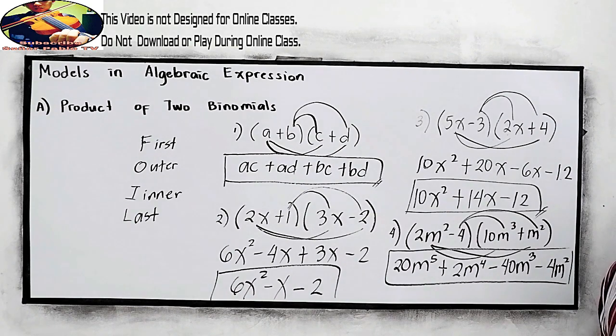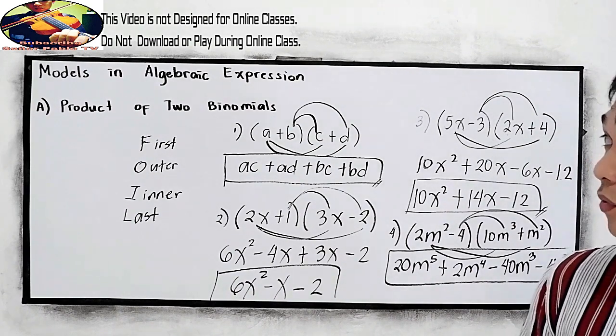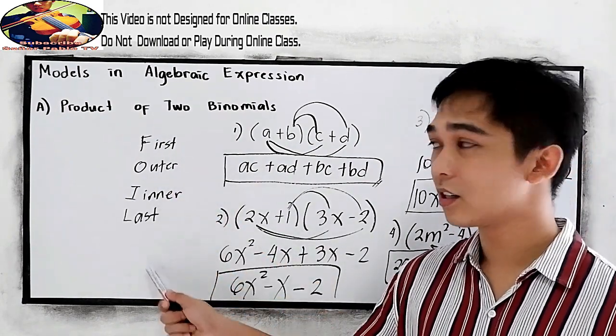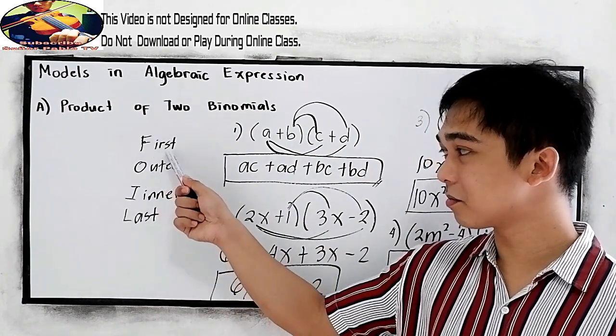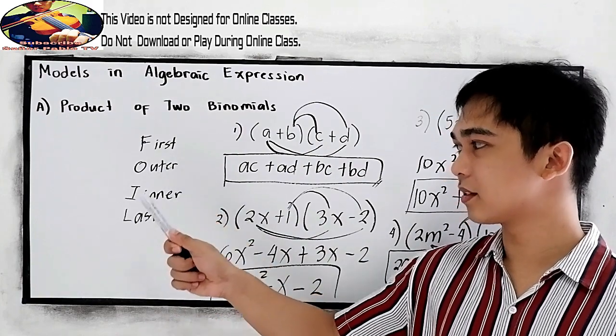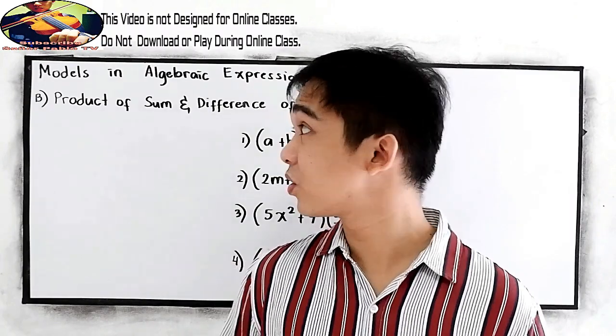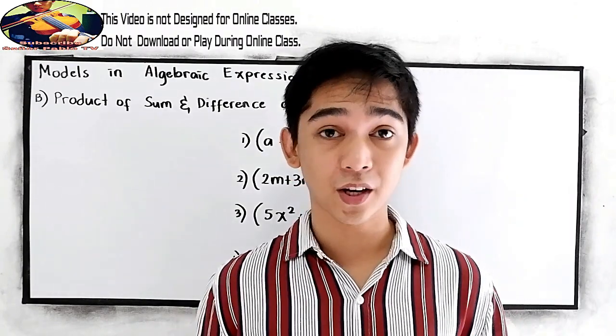So that's on how to do the product of two binomials. Remember, we have the FOIL method. The first terms, the outer terms, the inner terms, and the last terms. We will continue our discussion in models in algebraic expression.